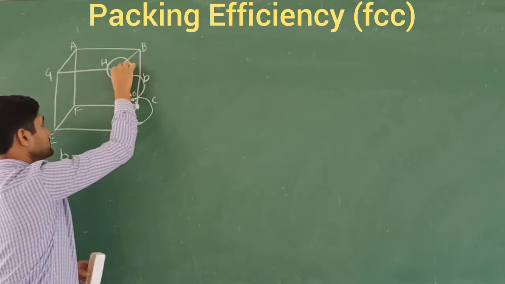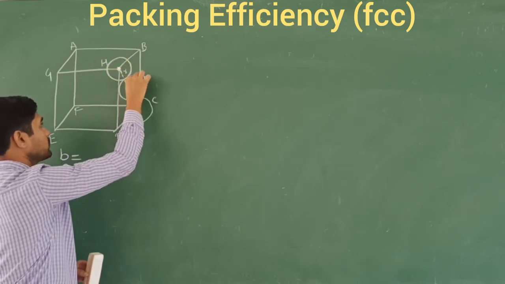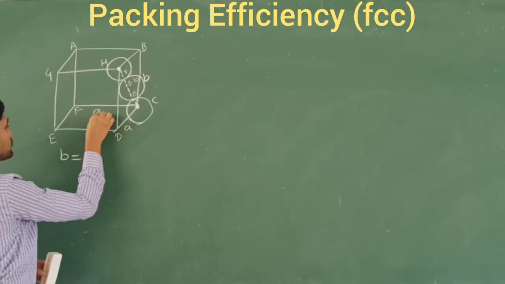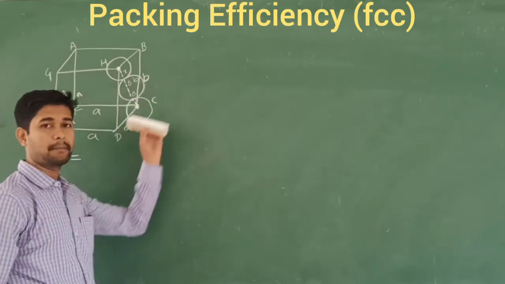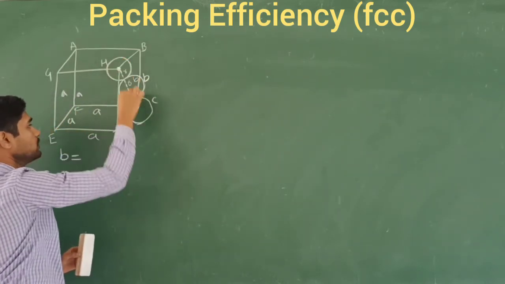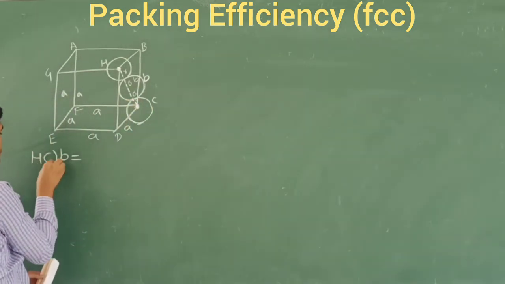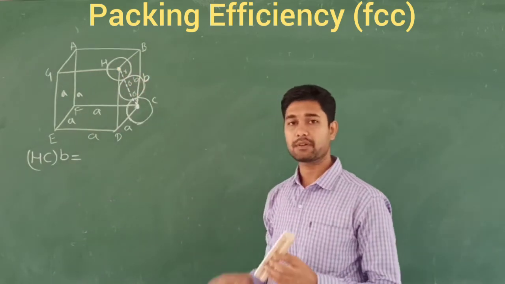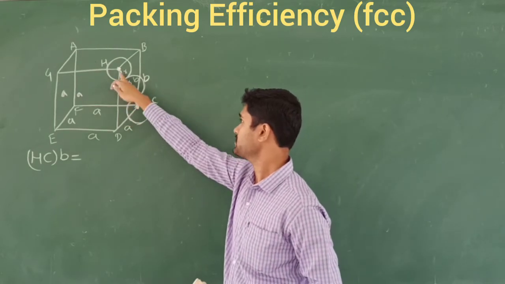So here B is equal to, I am going to write B directly, B is nothing but this distance, and this distance I am going to call B. This is called the diagonal, and the remaining ones are called the sides of the cube. So B, this is called the diagonal, from this point H to this point C. Therefore B I am going to write as HC. I am going to consider only one face for the simple calculation method. HC is equal to B.